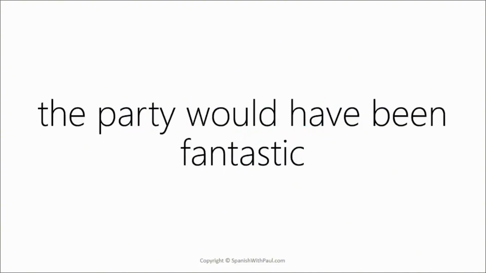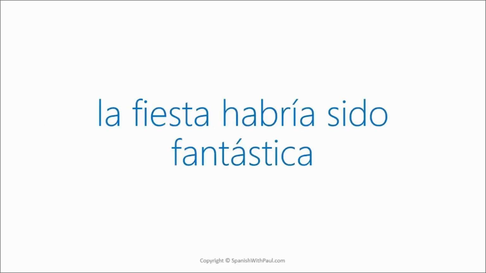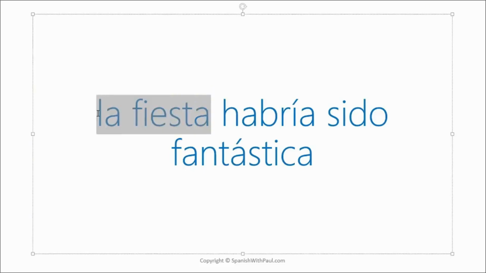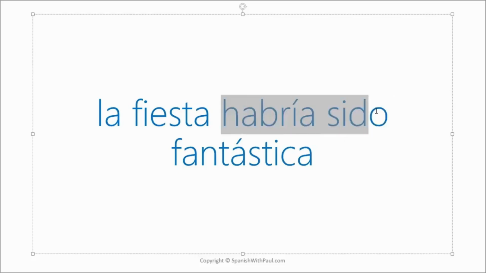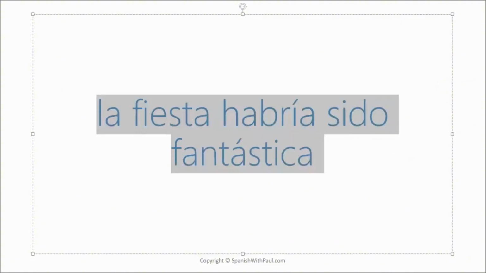Try this one. The party would have been fantastic. La fiesta habría sido fantástica. So we have la fiesta, and we must match it because we're describing that feminine word. So this is why we use fantástica and not fantástico. Then the other thing was we chose ser because we say es fantástica. So therefore we stay on the ser side for it would have been, habría sido fantástica. You can see how even in a short phrase, there are still a lot of things that can trip you up.